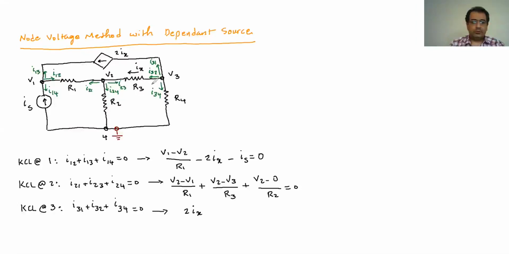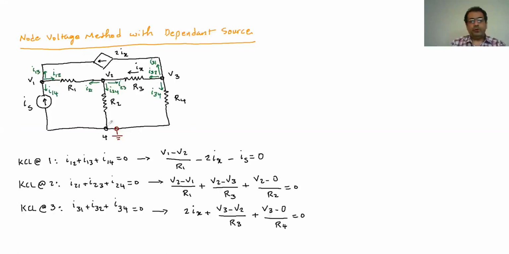Then 3 to 2 is going to be V3 minus V2, and the resistance between them is R3. And then this one is going to be V3 minus 0, since the current goes from 3 to 4. So voltage at 3 minus the voltage at the source, and then we have the R4, equal to 0.